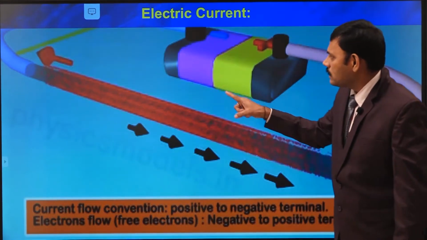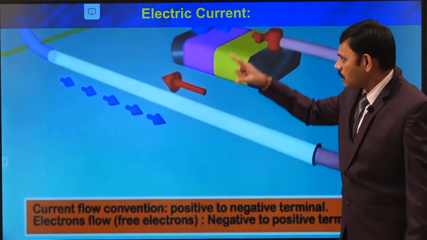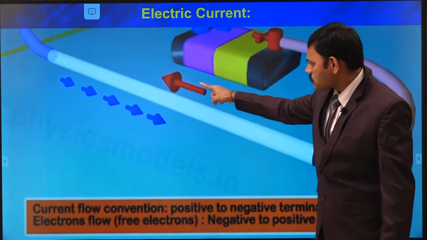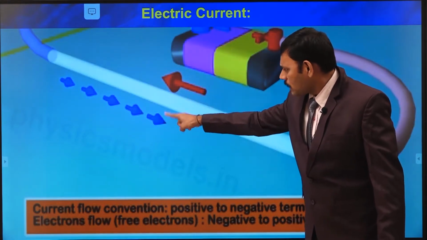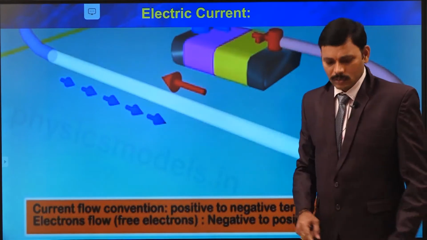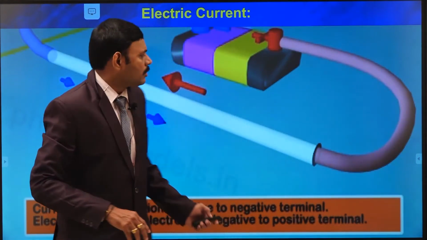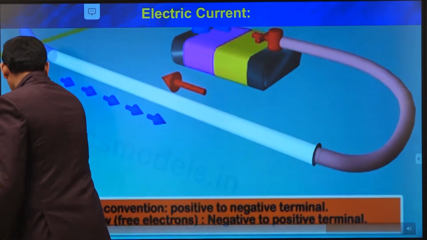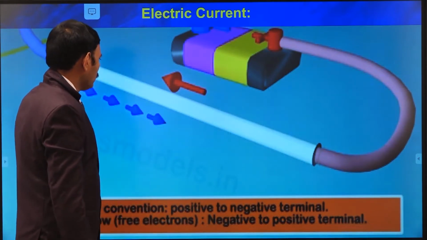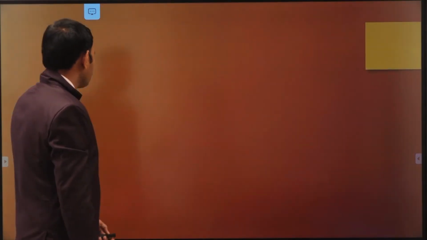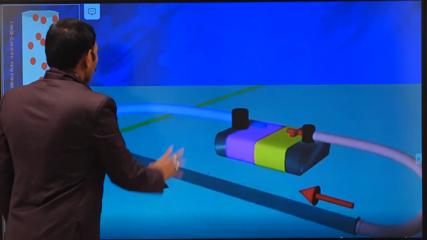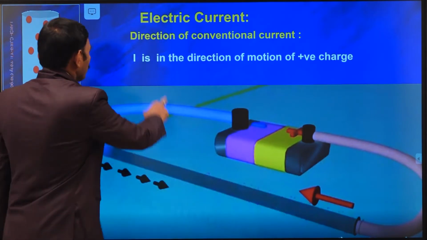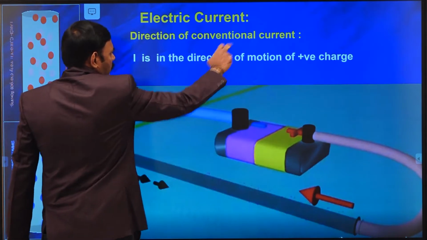Students, the direction of current is the direction of motion of positive charges. The red arrow mark indicates the direction of positive charges. This is the direction of current, which is, of course, opposite to the direction of motion of electrons. So the conclusion from this video is this, students. That's what I explained with the help of this video. The direction of conventional current is important.